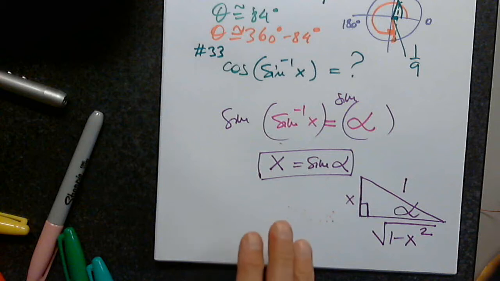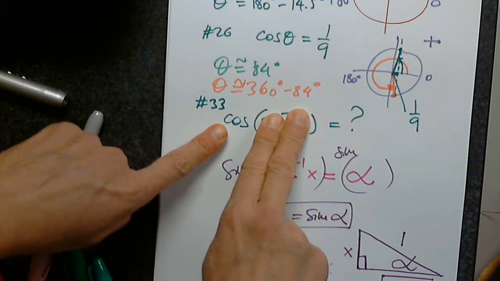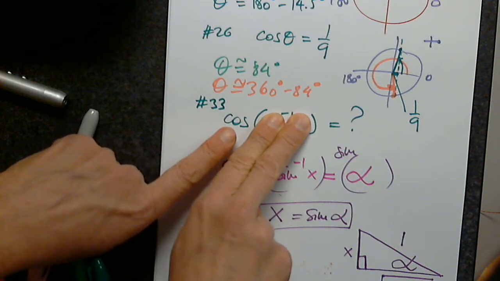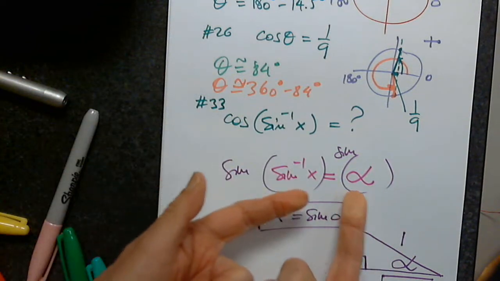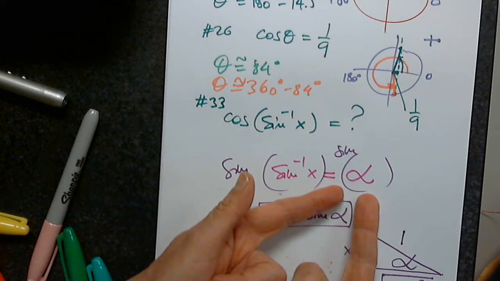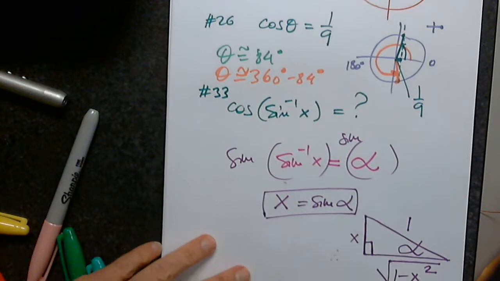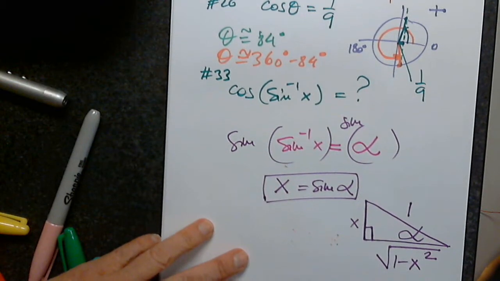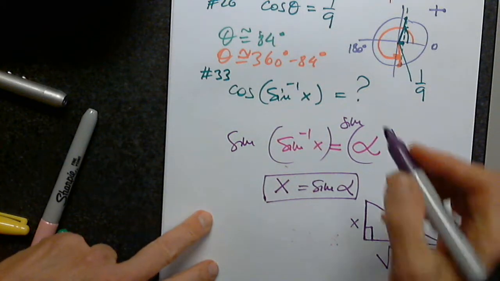Now I'm going back to my problem. What am I really asked to find? Cosine of? We denoted that quantity by? Correct. So look here and please tell me what cosine alpha equals to. Square root of 1 minus x squared.